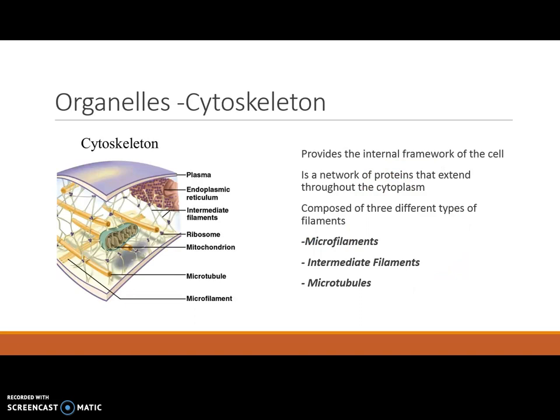Now, just like the skeleton supports the structure of the human body, the cytoskeleton supports the structural integrity of a cell. The cytoskeleton is a group of fibrous proteins that extend throughout the cytoplasm. These proteins include three types of filaments: a microfilament, an intermediate filament, and a microtubule. The thickest of the three are microtubules. They hold cell shape and resist the compression of the cell.